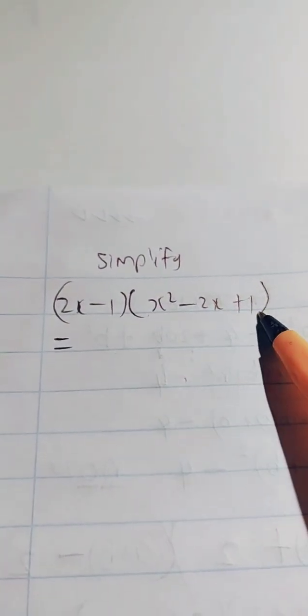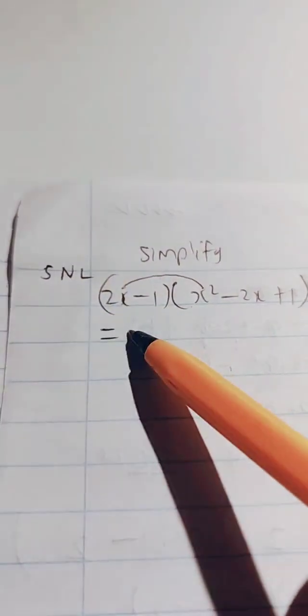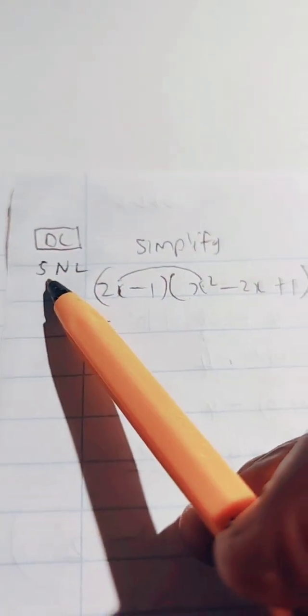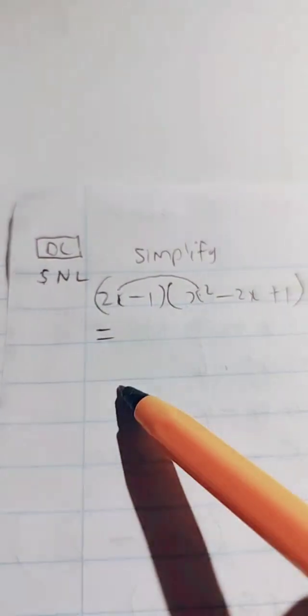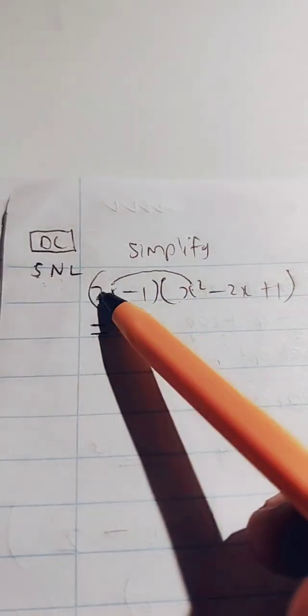Guys, we are asked to simplify here. So let's not forget 2x minus 1 into x squared minus 2x plus 1. All we do here is we play Mr. Distribution. 2x goes there, and when he goes there, we multiply the sign, we multiply the number, we multiply the letter. We are distributing here, the distributive law. So this times that, we multiply the sign.